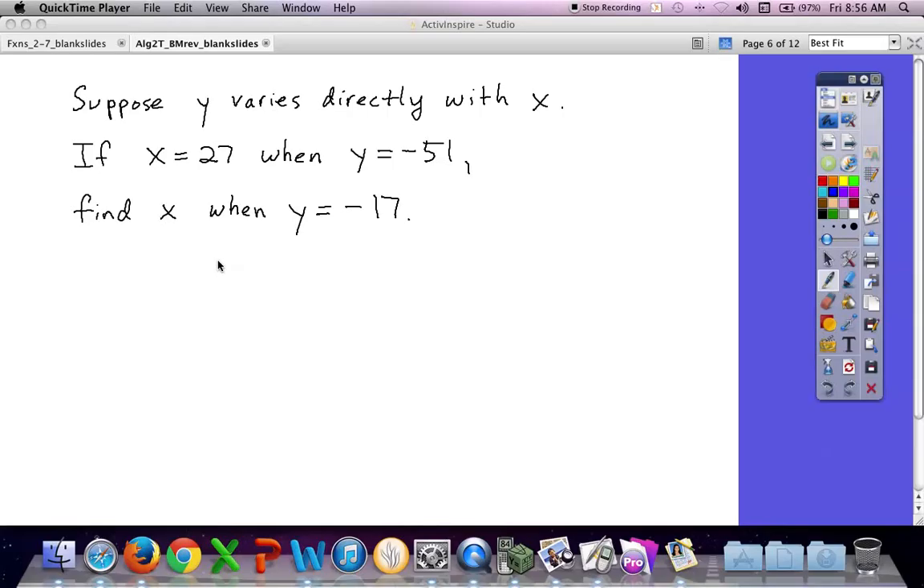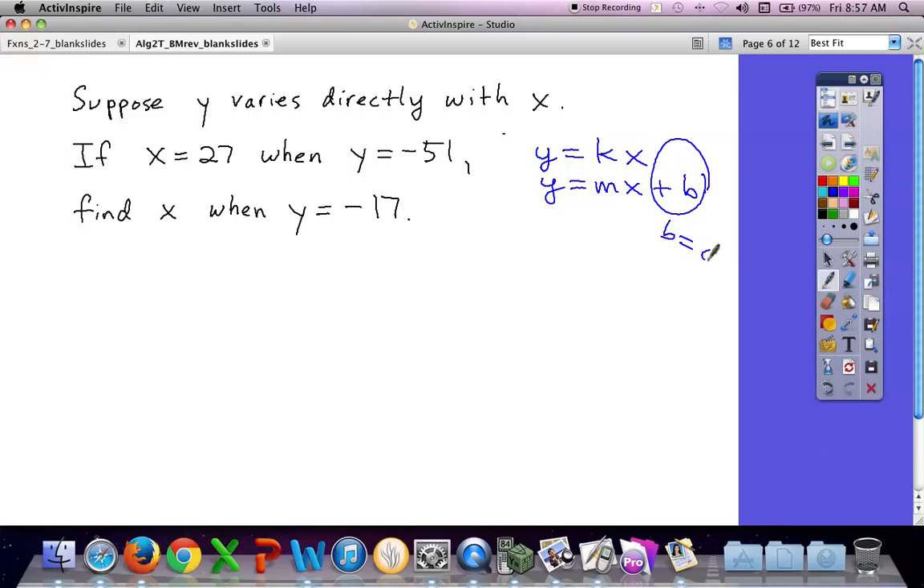We learned that a direct variation is a linear equation that is represented like y equals kx, which is like y equals mx plus b, it's just that the b is 0. That's why there is no b. There's nothing after the x term. And the m is actually k. Right? The k, we said, is a constant of variation.